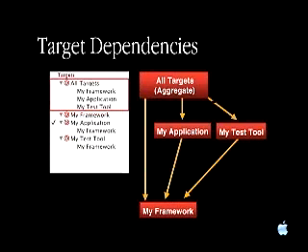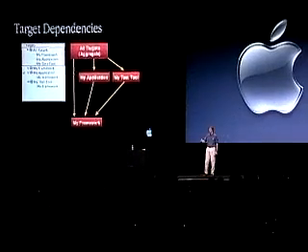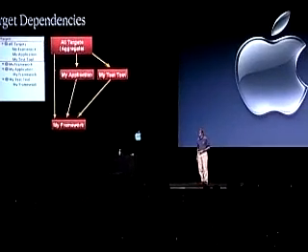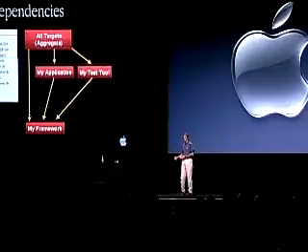You can also have an aggregate that depends on all three here. So the aggregate, again, the aggregate doesn't build anything itself, but it ensures that the others get built. Having the framework there is optional from the aggregate because it'll get built once regardless.